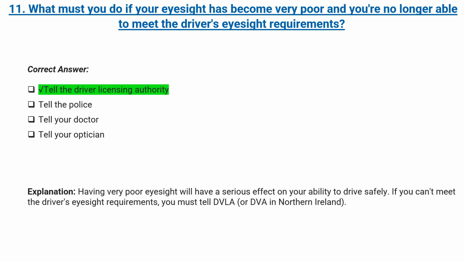Explanation: having very poor eyesight will have a serious effect on your ability to drive safely. If you can't meet the driver's eyesight requirements, you must tell DVLA, or DVA in Northern Ireland.